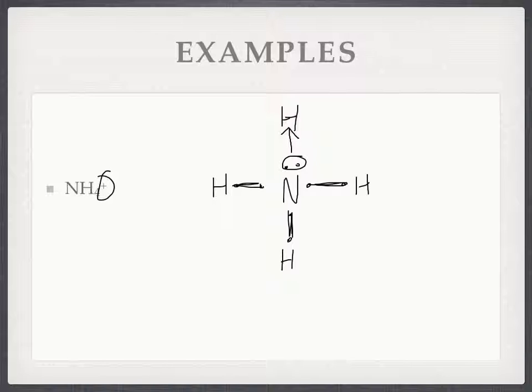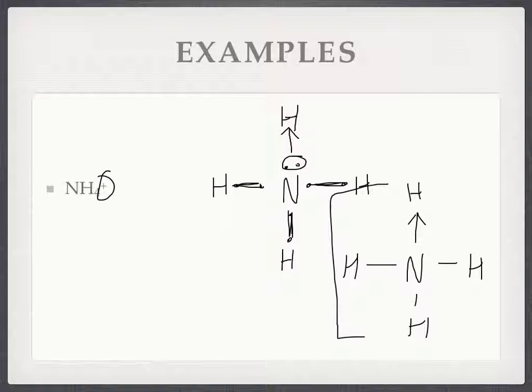Now, when we write this out without the dots, usually the way they indicate a coordinate covalent bond is with an arrow. So we're going to use an arrow to indicate that the nitrogen donated both electrons to that hydrogen. When we're done with this drawing, we usually put brackets around the whole thing, and then put the charge up in the corner. And so we would indicate the charge like that.